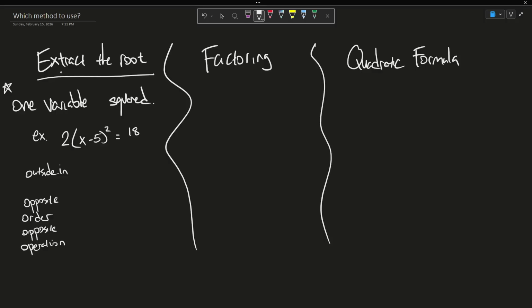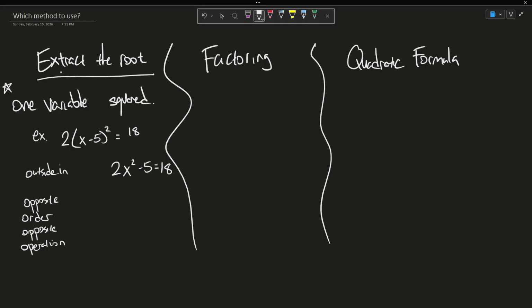As you see with parentheses, it has one variable that's being squared, but don't just rely on like, oh, if I just have parentheses, I'm going to use extract the root. Because this right here, 2x squared minus 5 equals 18, that's also extract the root. There's no parentheses here. And don't be like, oh, I just need one variable squared, like, because this one has a square that's away from it. So make sure you understand what this means.